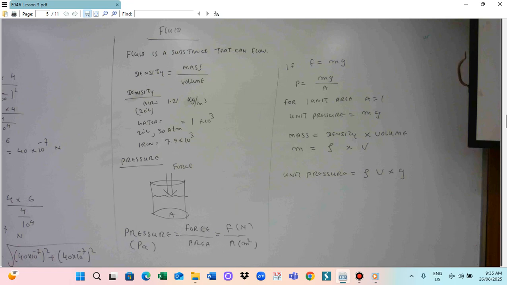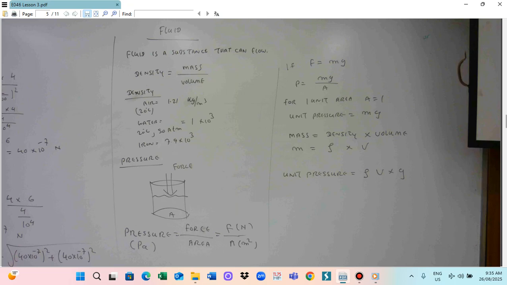The density of the air is around 1.21 kilogram per meter cube. So this is the air density. Air is around 1.21 into 10 power kilogram per meter cube. Around this is the 20 degrees centigrade at temperature.